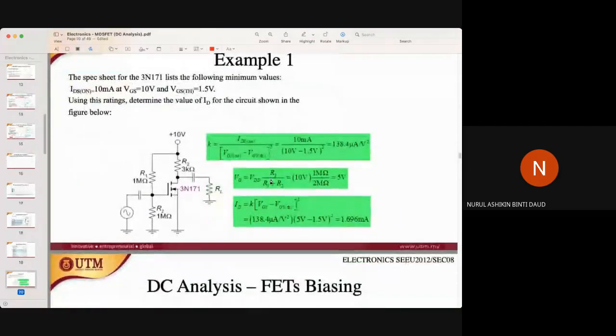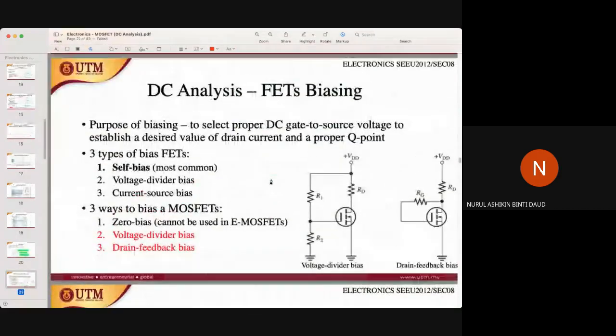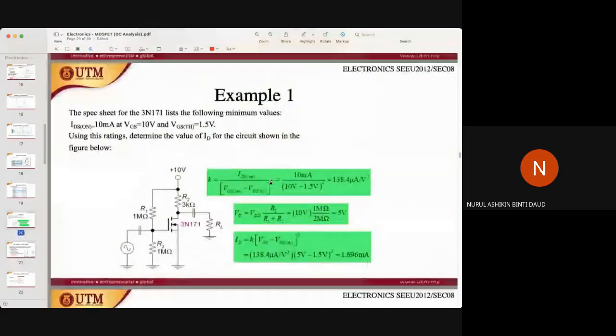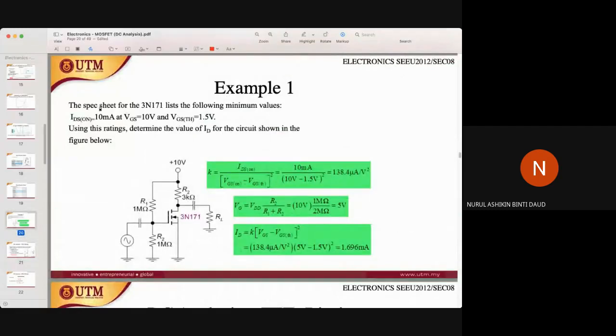Okay, so let's look at example 1 for today. For tomorrow, we're going to go for FET biasing. So look at this example 1. The spec sheet for the 3N171. So this MOSFET comes with the spec sheet for 3N171. 3N171 is usually the type of this MOSFET.